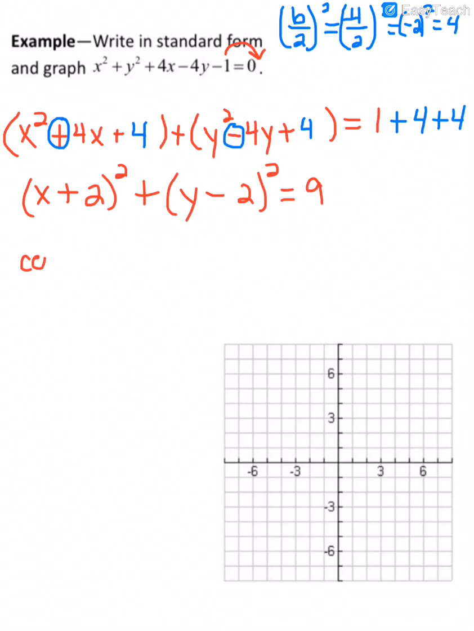For the center of the circle, my h and my k would be, remember we have to change the sign, so my h is -2 and my k is +2. The radius is going to be the square root of whatever our equation is equal to, so the square root of 9 is 3. All right, so let's graph the circle. The center is at -2, +2, and then we go 3 spaces in every direction, and then we connect our dots.